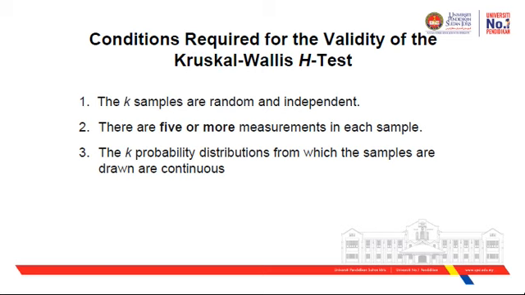This is the condition required for the validity of the Kruskal-Wallis H test. The k samples are random and independent, there are 5 or more measurements in each sample, and the k probability distributions from which the samples are drawn are continuous.